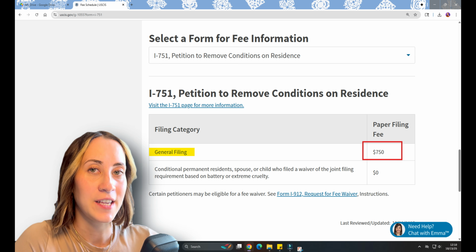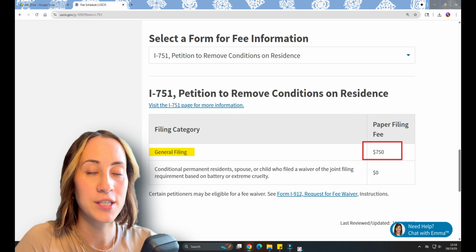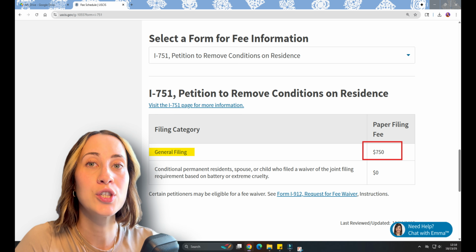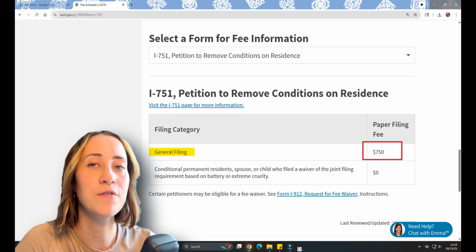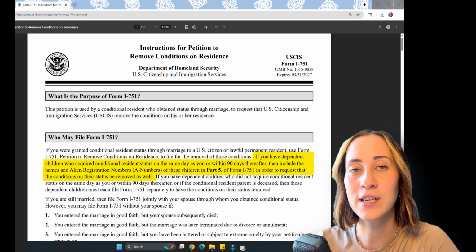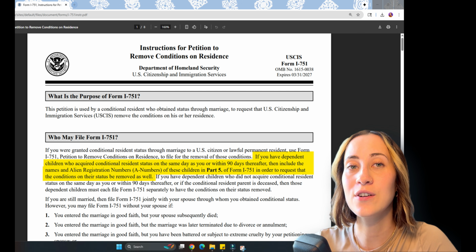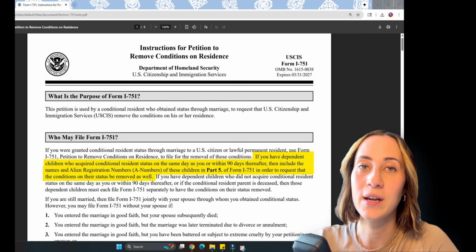The current fee for I-751 is $750. This fee already includes a biometrics fee. So unlike in the previous packet video, you no longer have to factor in the biometrics fee into your application fee. Also, if you have children who received a conditional permanent resident status within 90 days of yourself, their names are already automatically included in your I-751 application.